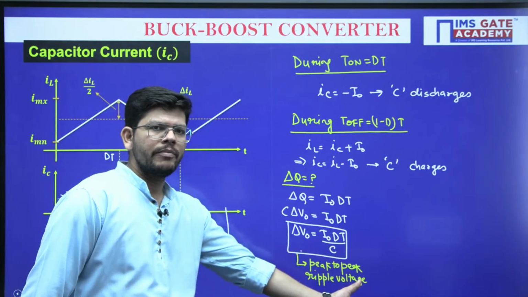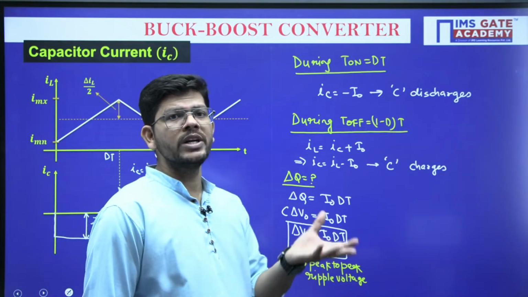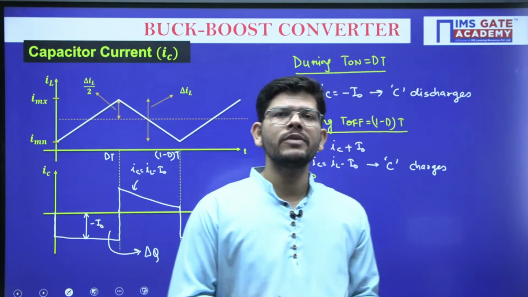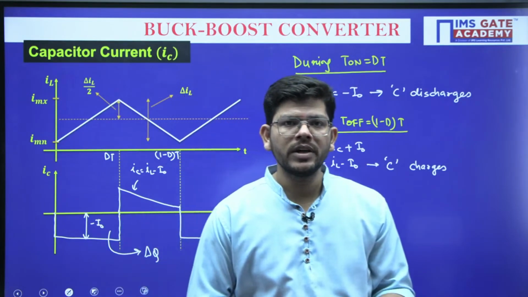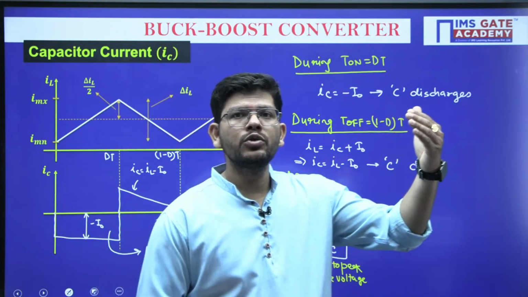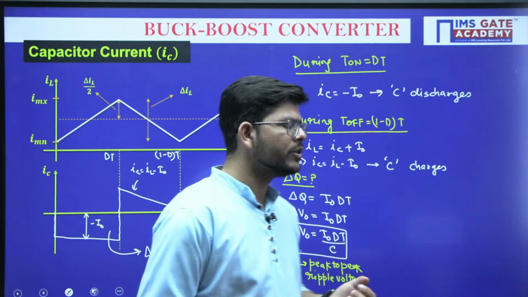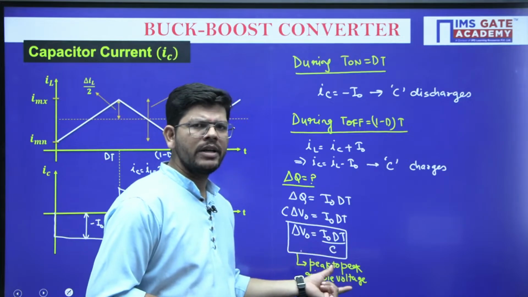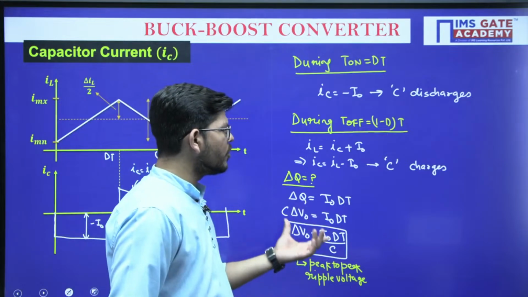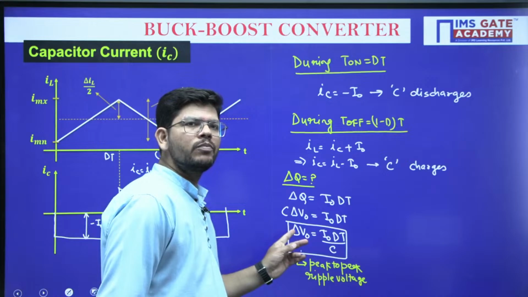But there are cons to this. If we take the capacitor to be too high, it will increase the overall size. The solution for that is interleaving of the converters, meaning we connect 2 or 3 converters in parallel, and that's how we can reduce the size of the capacitor. But that's a different topic, so don't go into that right now, focus here. If the capacitor value is very high, we can minimize the ripples in the output voltage.